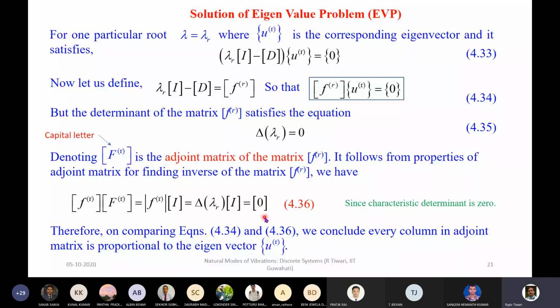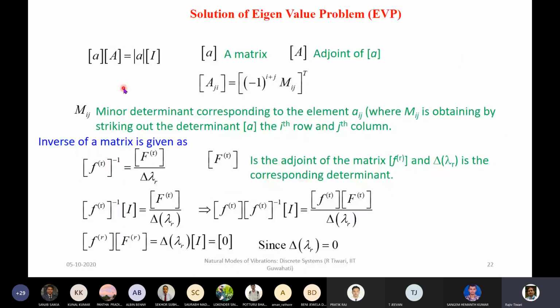So here what is being represented? I think in the next slide it will be more clear. Basically what is happening here is that the actual matrix which we have here and the adjoint of the matrix, if we multiply them, we get a null matrix. Okay, so here I've defined the adjoint of a matrix A. So A is a matrix for which we want to know the eigenvector. Capital A is its adjoint.